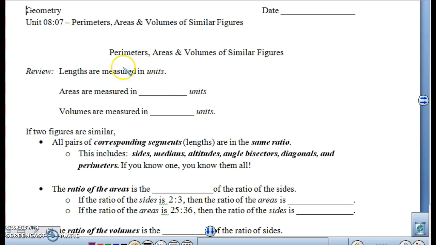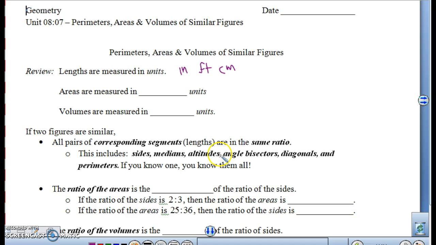When you do perimeter, lengths are measured in units. Whenever you measure something, you're just using a certain unit. It could be inches, feet, or centimeters; we don't know. So if you're doing the perimeter of something, you're just measuring a bunch of lengths and adding them together, and they would be in one of these units.